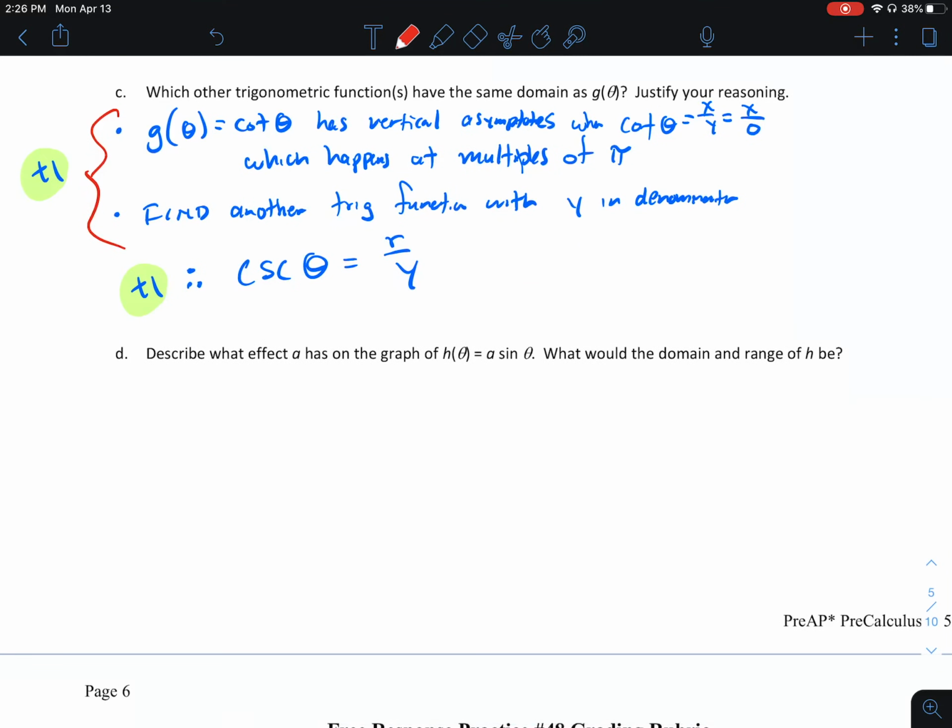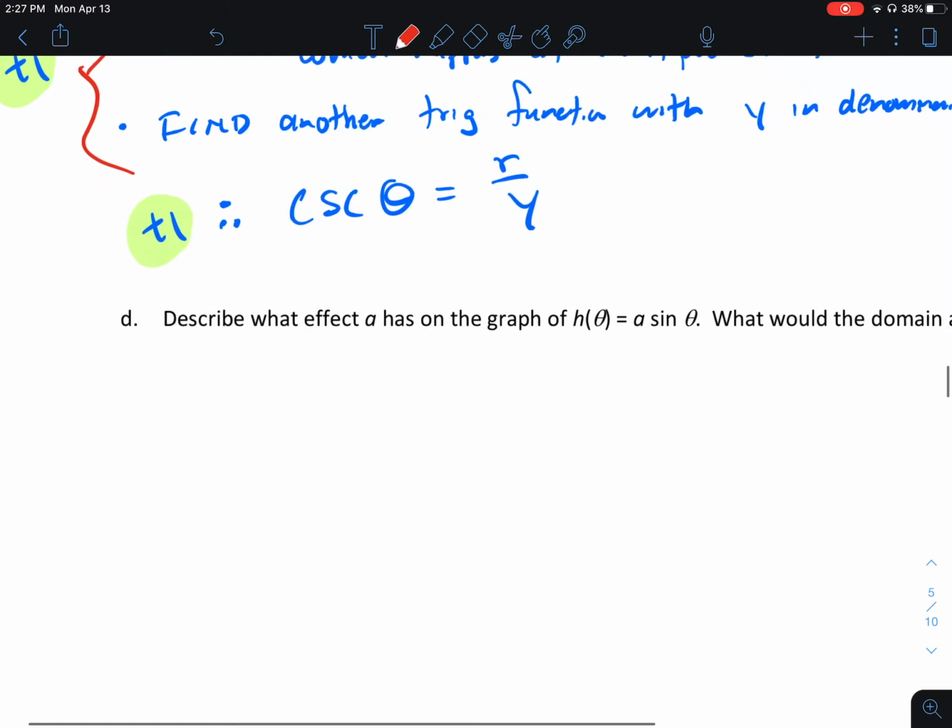All right, D. C's not like overly an important type of question. D is a pretty important type of question. Describe what effect A has on the graph of h of theta equals A times sine of theta. What will the domain and range be? Well, we haven't talked about what happens if you're multiplying a number times a trig function. But we have talked about what happens when you multiply a number times any function. How does this number affect the graph?